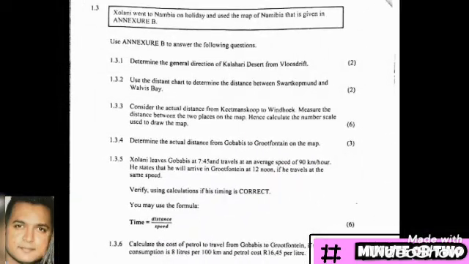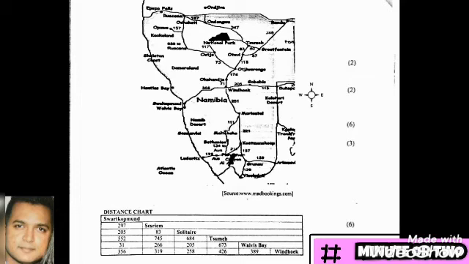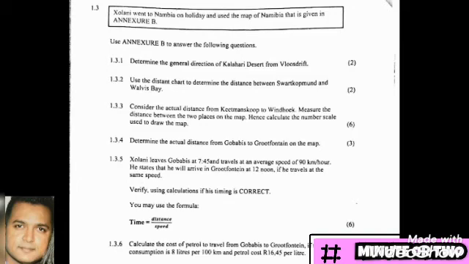1.3. Kolani went to Namibia on holiday and used the map of Namibia that is given in Annexure B. So we need to go to Annexure B and look at the map and answer 1.3.1 onwards. So going to our addendum, we go to Annexure B as indicated by the information, and we find a map presented to us. We also see the compass directions, which is very useful, and further down we see a distance chart between various places. So 1.3.1 is determine the general direction of Kalahari Desert from Vloesdrift.